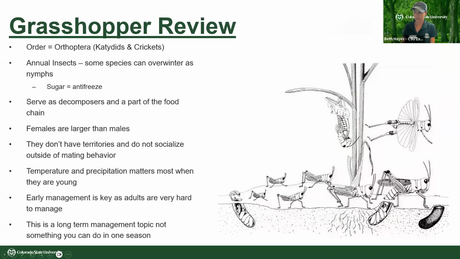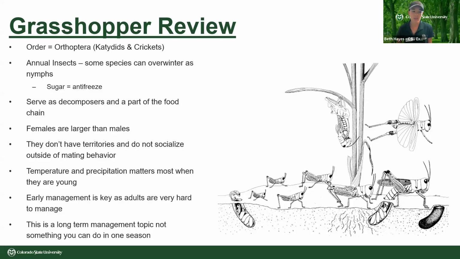So as a quick overview of grasshoppers, they're in the order similar to katydids and crickets. They're cousins to those. So similar insect, but not the same damage when we think of katydids and crickets. Grasshoppers, for the most part, are annual insects. Some of them can overwinter as nymphs, and we're going to talk about that a little bit because we're seeing some of that change in our state overall.